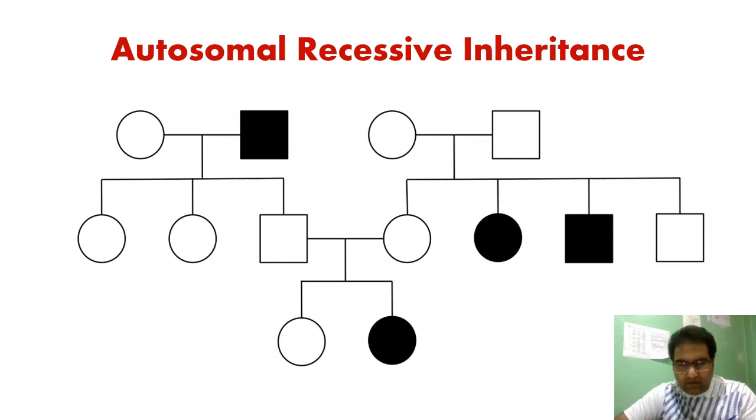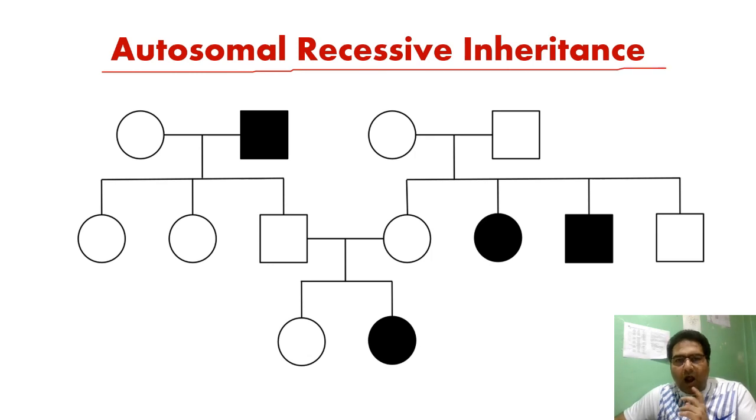Now we will study some of the patterns, and then you will be able to solve all those problems. First of all, we will again discuss a similar kind of depiction. What is the characteristic feature of autosomal recessive inheritance? Keep in mind, the trait skips generations.